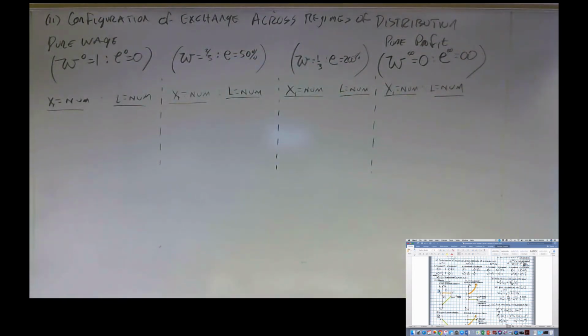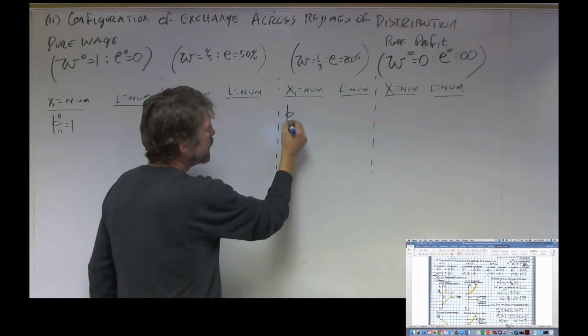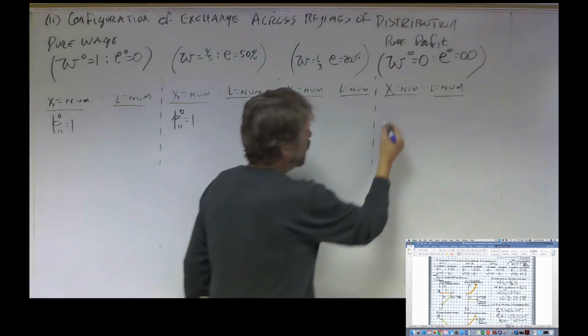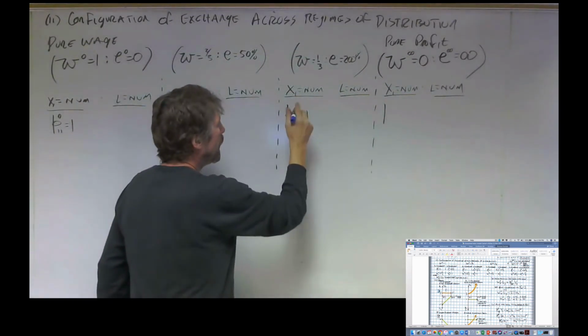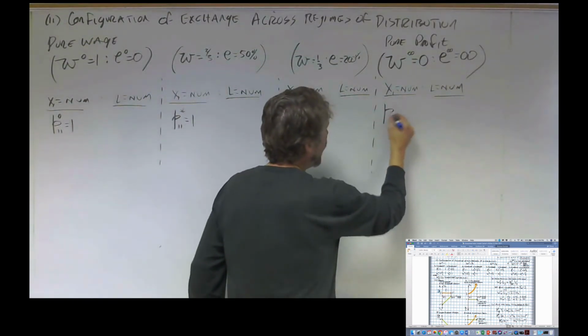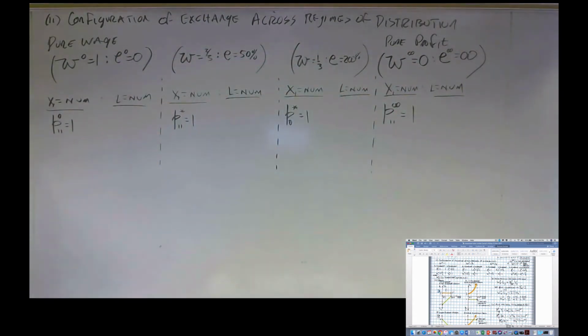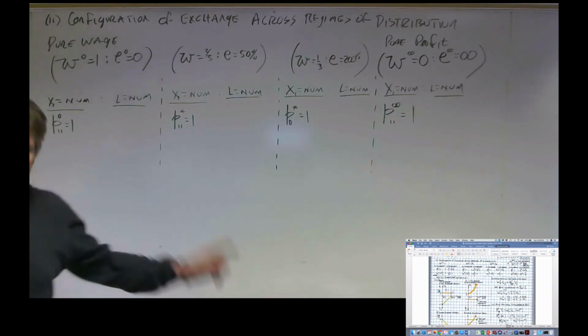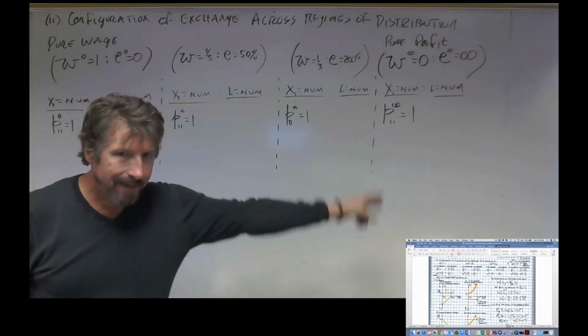Now, for the pure wage regime of distribution, when X1 is the numeraire, P011 is equal to 1, and that's always the case. P star 11 is equal to 1, and then P infinity 11 is equal to 1. That tells me that across regimes of distribution, when the wild strawberry, good 1, is set as the numeraire, it doesn't change in value.